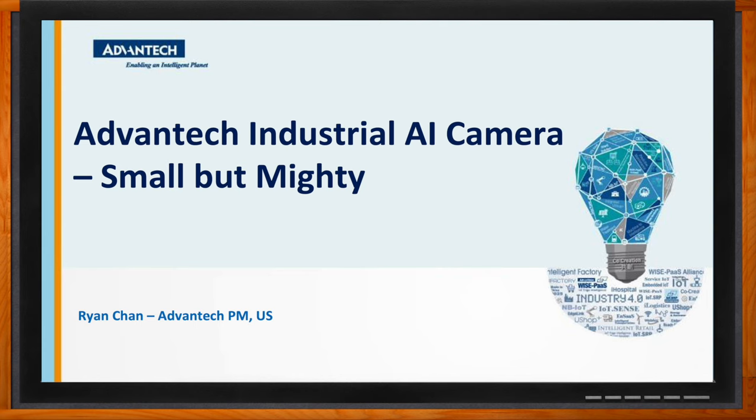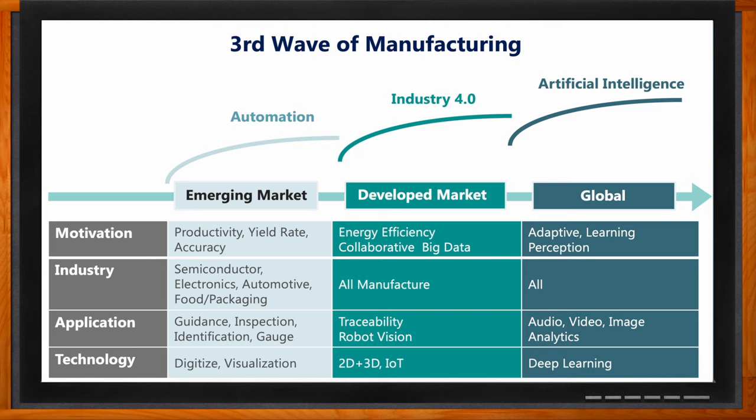Correct. That's right. So over the past period, machine vision has experienced three waves of growth momentum. And what we see here is automation, Industry 4.0, and what we currently are in today with artificial intelligence. Each has various aspects that impact industrial manufacturing and the environment, including motivation, industry, application, and technology. So let's start with each wave.